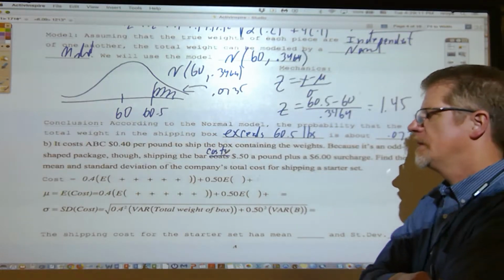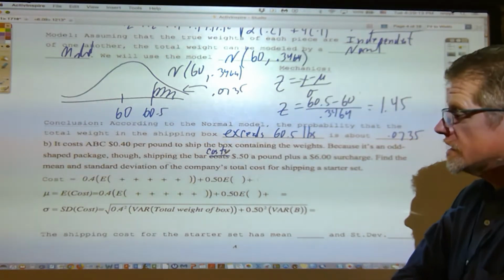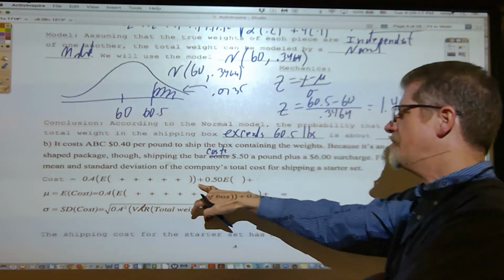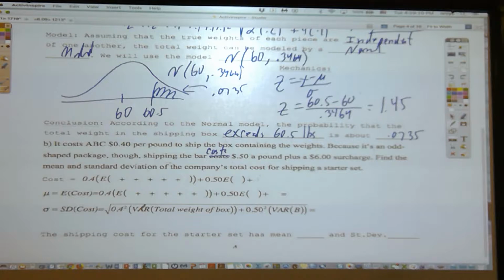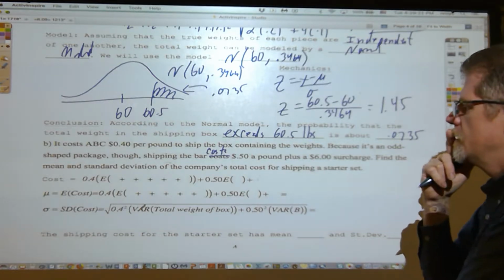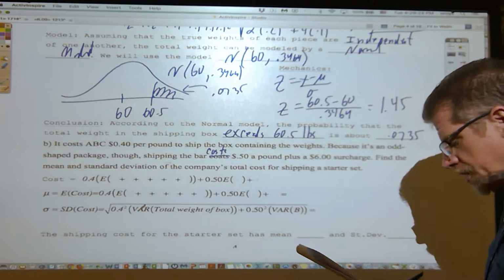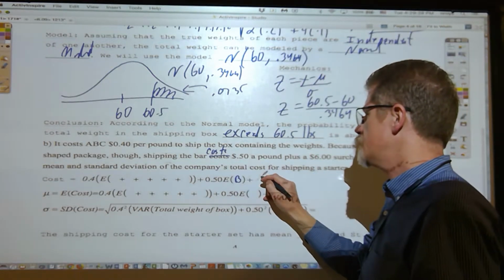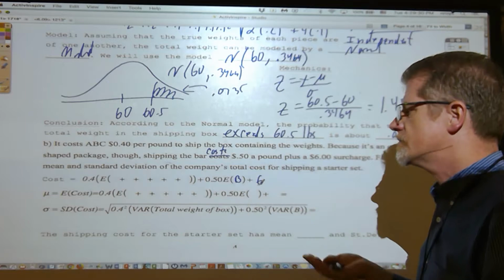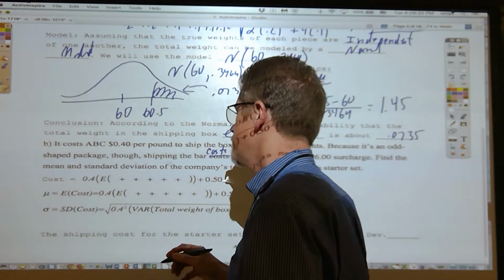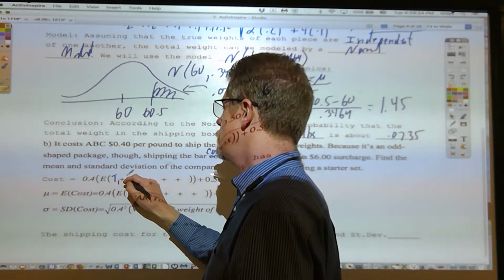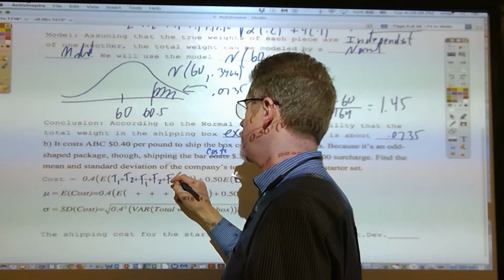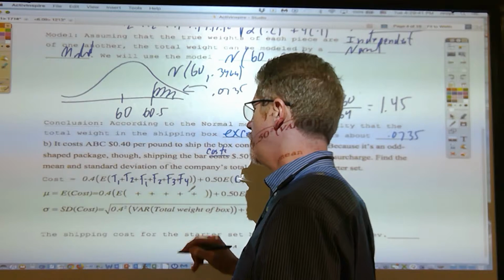So the cost is going to be $0.4 times the expected value of the weights plus 0.5 times the expected value of the barbell plus an extra $6. That's a surcharge. So what was this? This was T1, T2, F1, F2, F3, and F4.